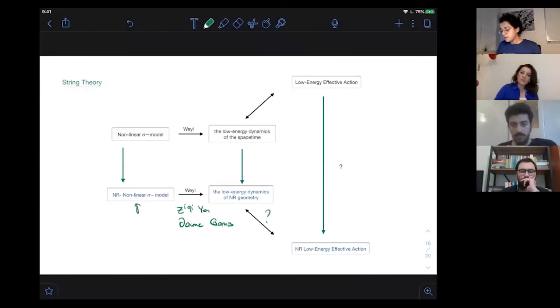And this, I don't know the answer yet. Well, I will give a partial answer about that. And also, if there is a non-relativistic low energy effective action, the question is whether this action can be obtained from the relativistic one. That's also a different question because it's not guaranteed that they will emerge to the same point.